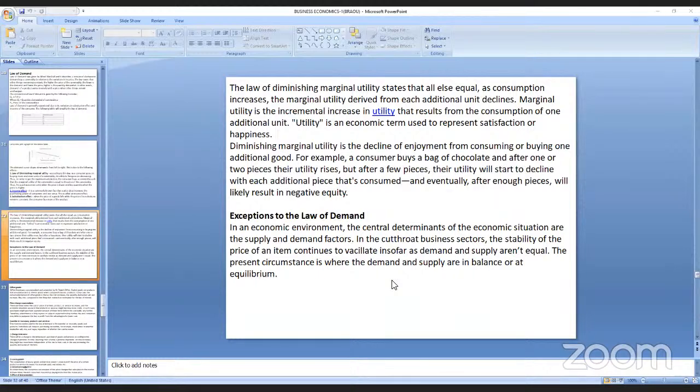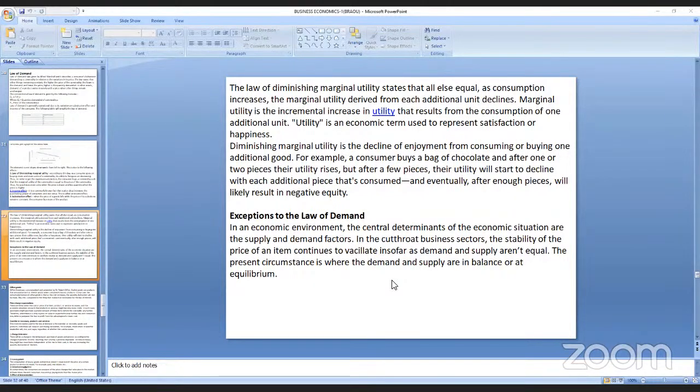For example, a consumer buys a bag of chocolates, and after one or two pieces, their utility rises, but after a few pieces, their utility will start to decline. When you buy a bag of chocolates, the first one or two give more satisfaction. It will decline with each additional piece. Then it gives negative utility.